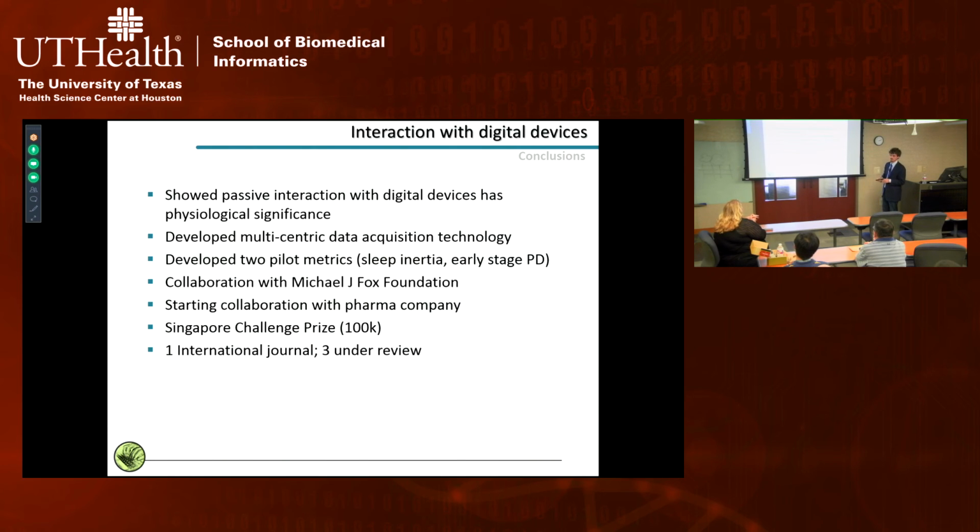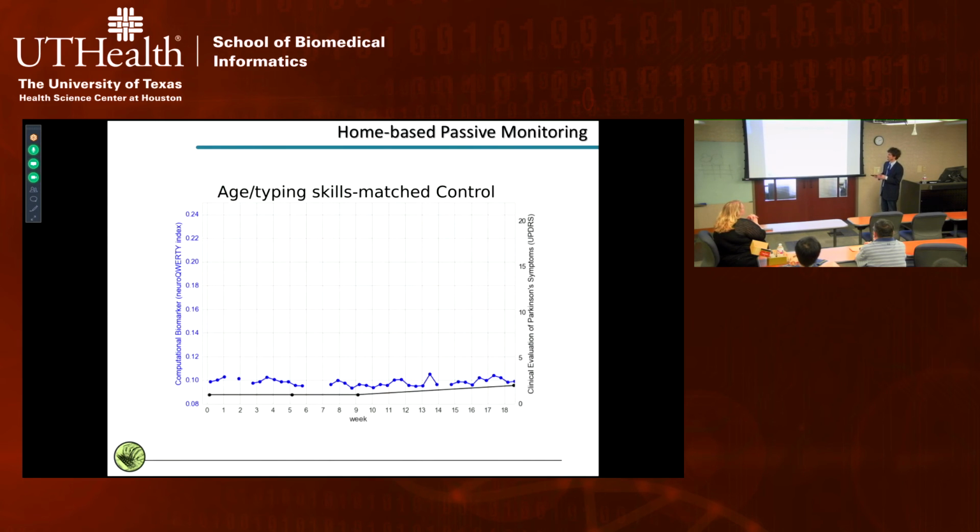Something also that I forgot to mention is that when we tried this metric on the sleep inertia data sets, all the sleep inertia people are classified as controls. So they are down there in the metric. They are down here, which is very good.